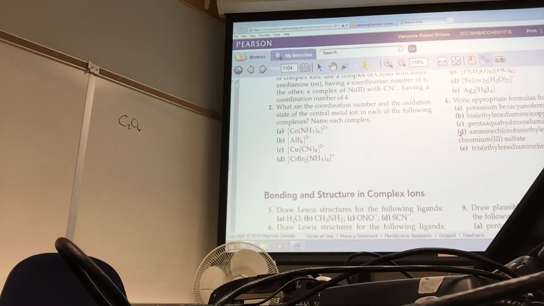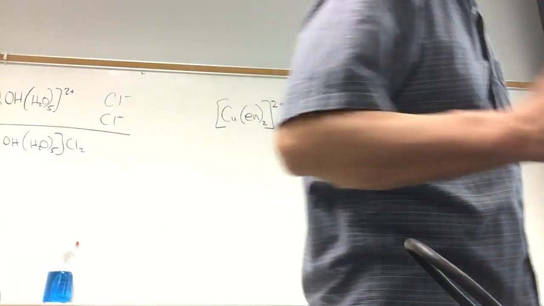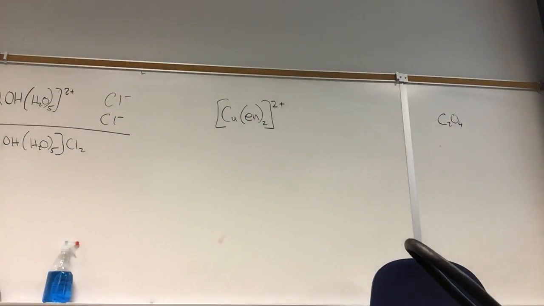And so the whole thing is going to be, what did you say, 2 plus? Yeah, that's correct. And so we'll need 2 chlorides to balance out the charge. And so this is just going to be Al(OH)(H2O)5 Cl2. That would be the compound. It's an ionic compound. All right, let's go to the next one.